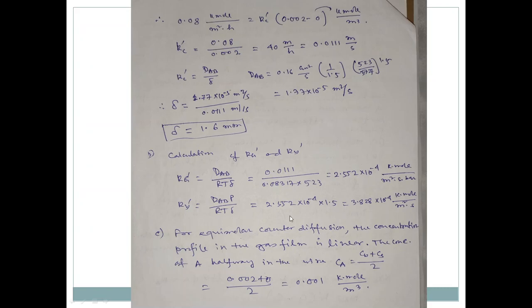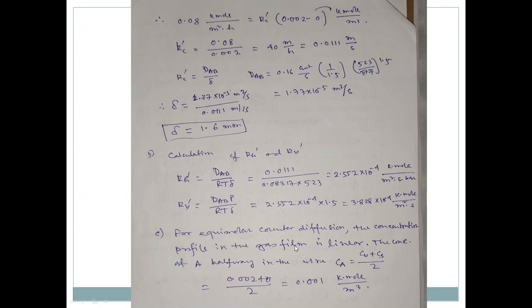Then it will be dAB by delta equal to this and RT. So this term is nothing but your this term. So this term is there, only the pressure term. So this is kilomole per meter square second. Okay, so I calculated kg dash, ky prime.